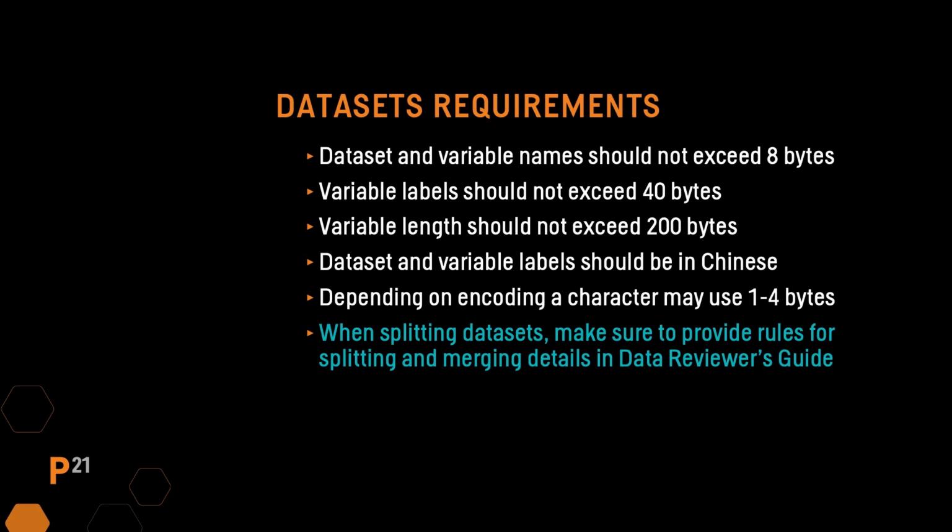Also, if you plan to split your datasets, if they're exceedingly large, make sure you follow common practices for splitting those datasets. For example, if you're splitting lab data, split it across the category like chemistry, hematology, and so on. But most importantly, make sure that the rules you're using for splitting, as well as the merging details, are specified in the data reviewer's guide. The NMPA reviewers are going to need that information to reconstruct the data for analysis.